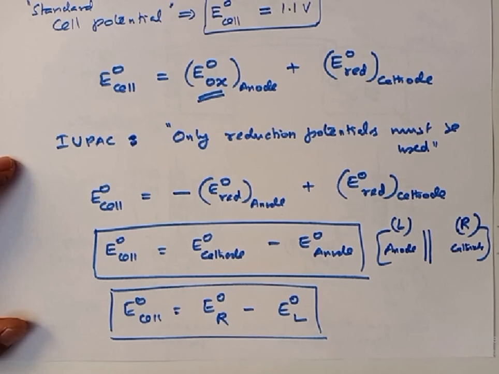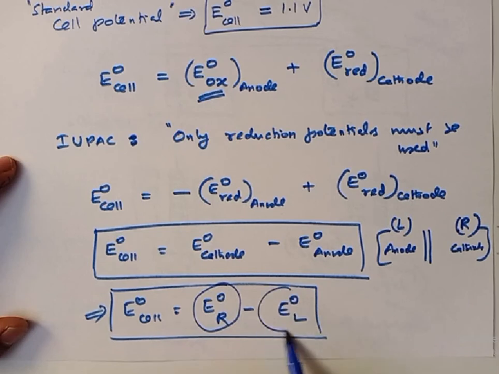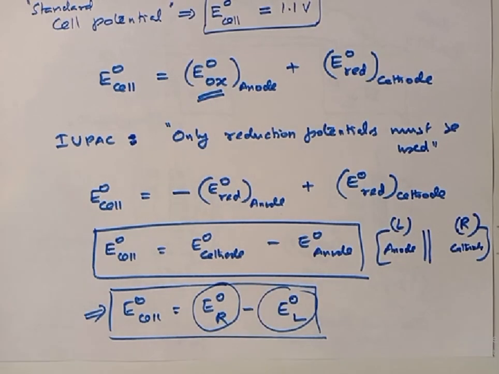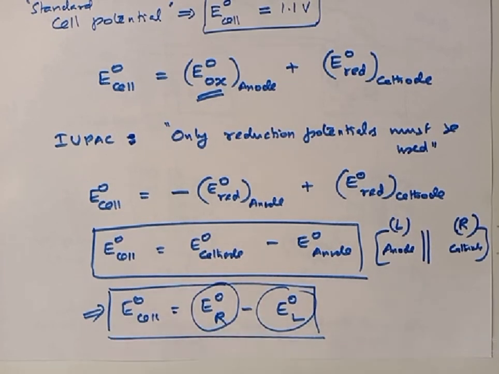Now what is the definition for cell potential? Very simple. It is the difference in reduction potentials occurring at the electrodes. That is reduction potential developed at the right hand side electrode minus reduction potential developed at the left hand side electrode. The difference between these two is what we call a cell potential. So cell potential is the difference between the two electrode potentials developed at the electrodes.